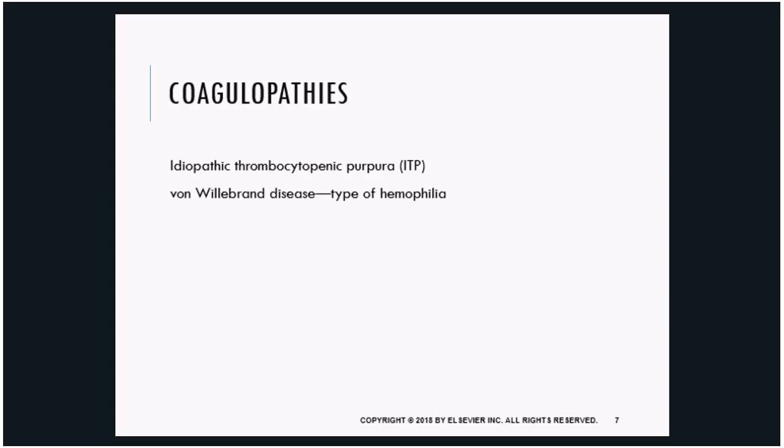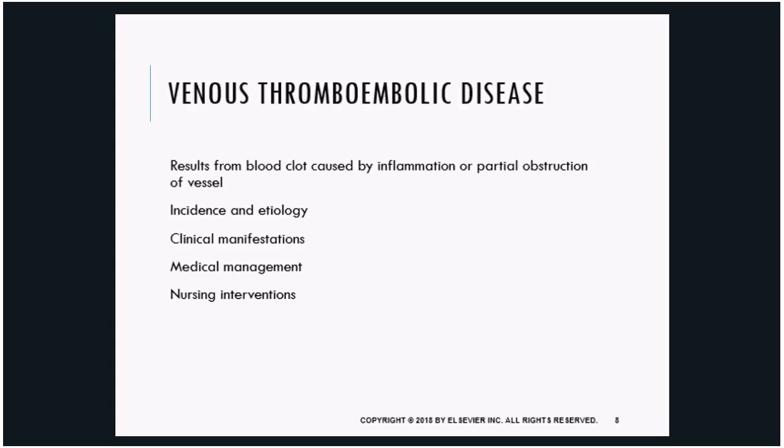Coagulopathies, such as idiopathic thrombocytopenic purpura or von Willebrand's disease, which is a type of hemophilia, could be reasons for the hemorrhage. Venous thromboembolic disease results from a blood clot caused by an inflammation or partial obstruction of the vessel.